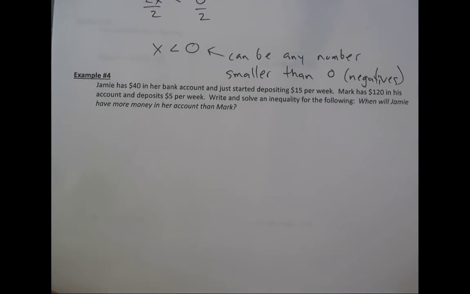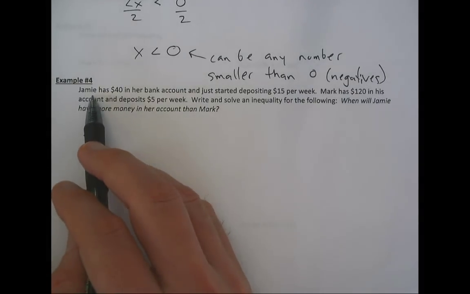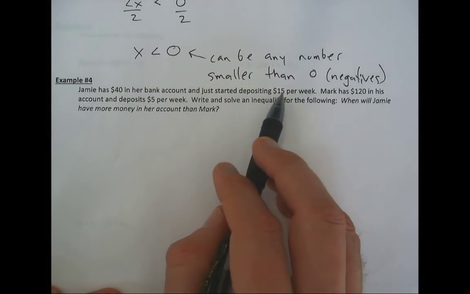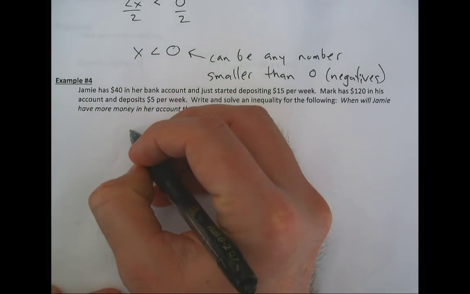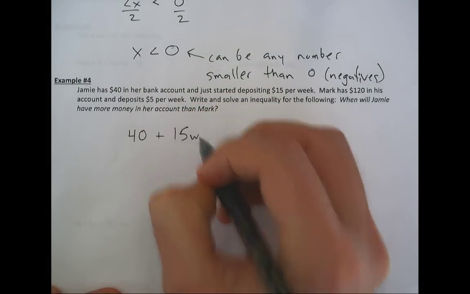All right, so example number 4. Now we got a word problem. We're going to write it out, and we're going to use these skills to solve it. So Jamie's got $40 in the bank account. She's going to start depositing a certain amount every week. So we know what these look like. That's 40 plus $15 a week.